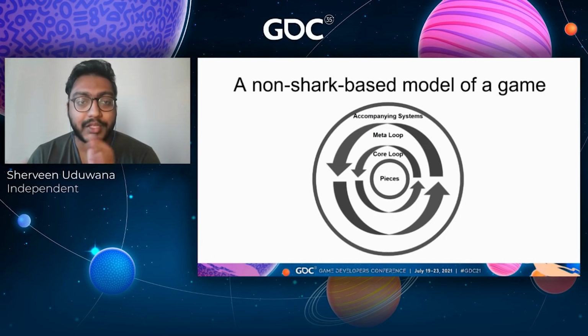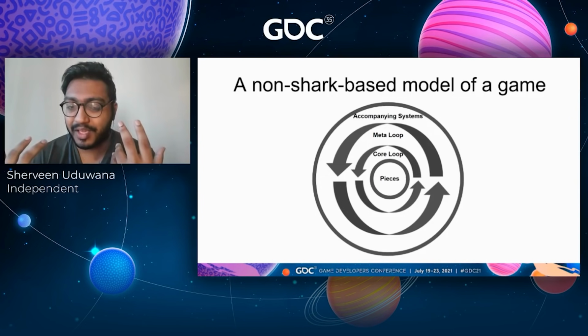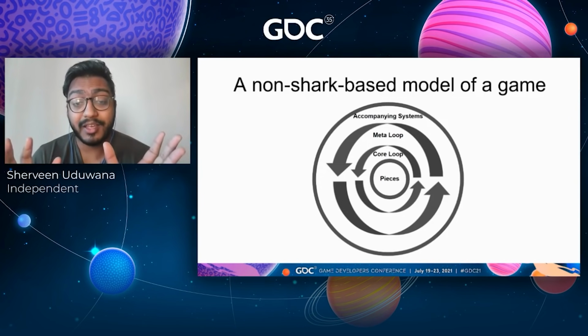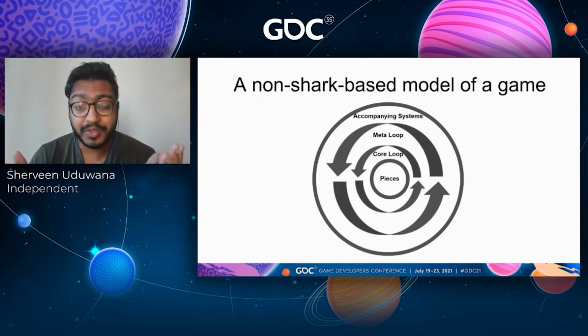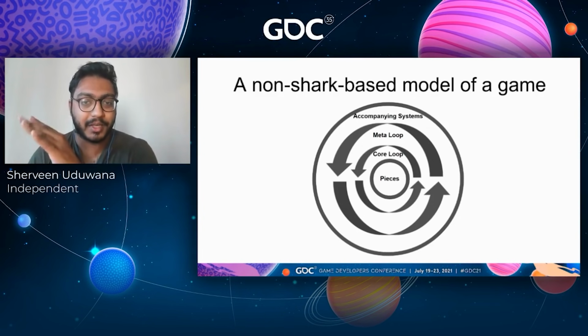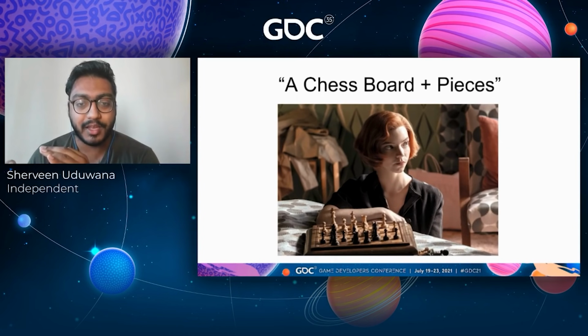So I'm going to talk about how I think about identifying things to go in a code library. So here is a non-shark-based model of a game. This is based on how a lot of mobile studios think about games, but this is 50% I made this up for this talk. So it goes: pieces, core loop, meta loop, accompanying systems, and I'm going to get into this. So here is an image from Queen's Gambit to help me out.